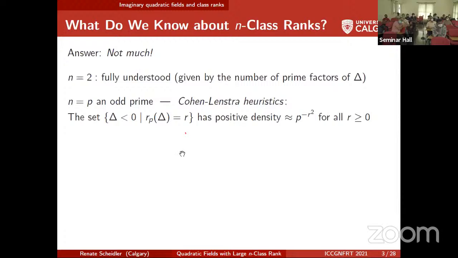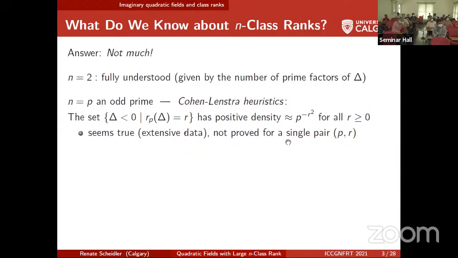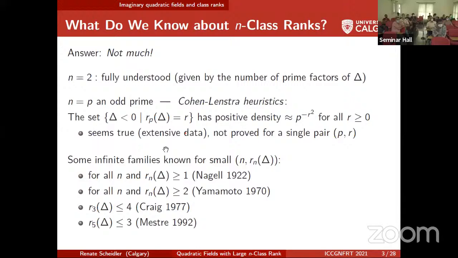Now, this is a heuristic. This is unproven. It seems true. It's been numerically verified extensively, but people have not been able to prove this for a single p, r pair. So it's strictly heuristic. But it tells us that quadratic fields with high p class rank are quite rare.